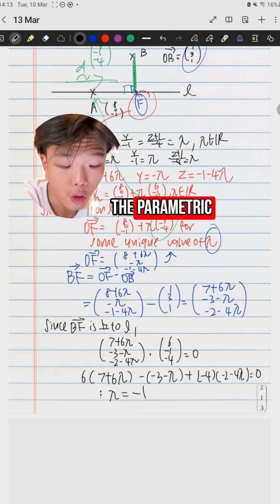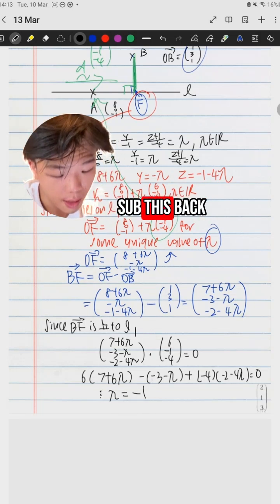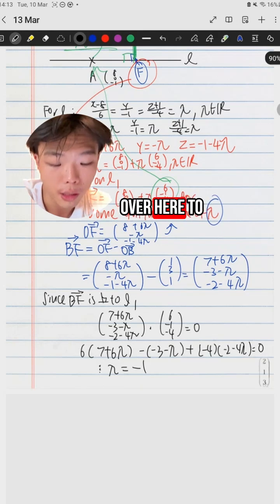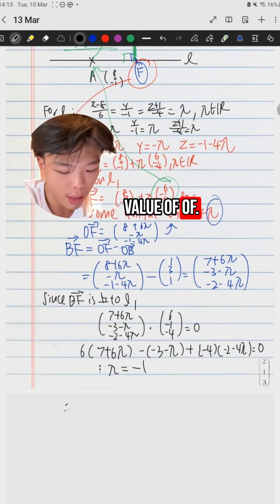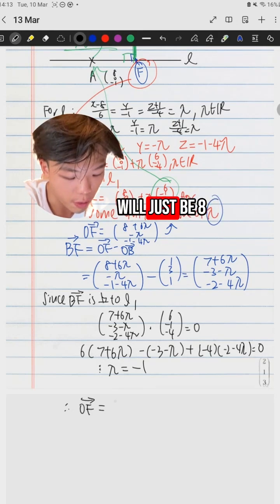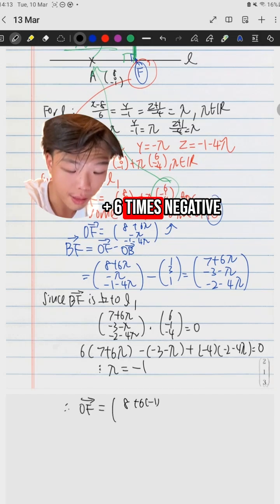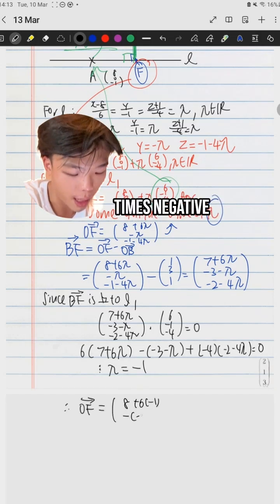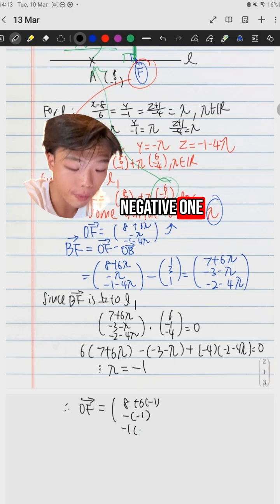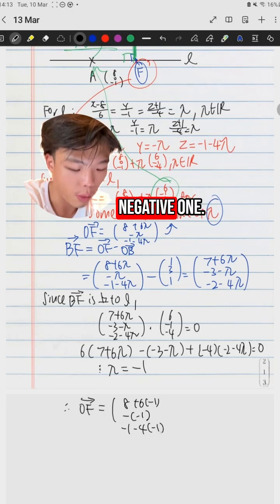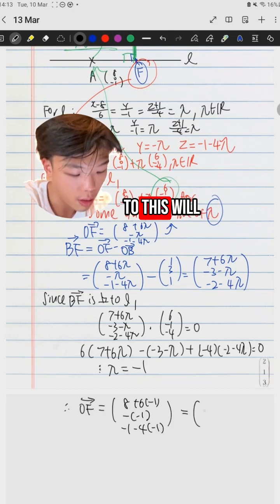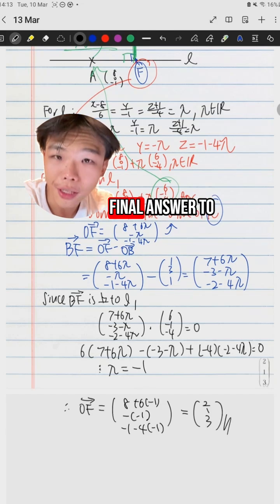So once we know the parametric equals -1, we can then sub this back inside my line over here to find the specific value of OF. Therefore, OF would just be (8 + 6 times -1, negative times -1, and -1 - 4 times -1). And therefore, my final answer to this would just be (2, 1, 3), which is the final answer to this question over here.